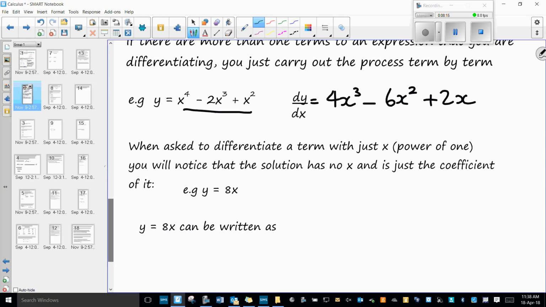Now, we're asked to differentiate a term with just an x. It's no different. The process is exactly the same, but I want to just go through it in a long-winded way just so you can see how we can speed it up.